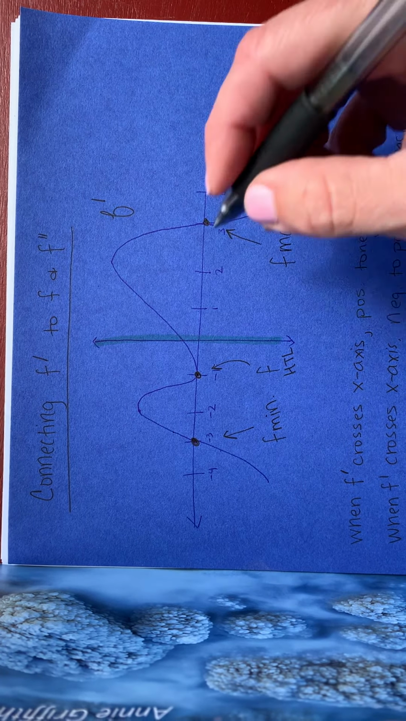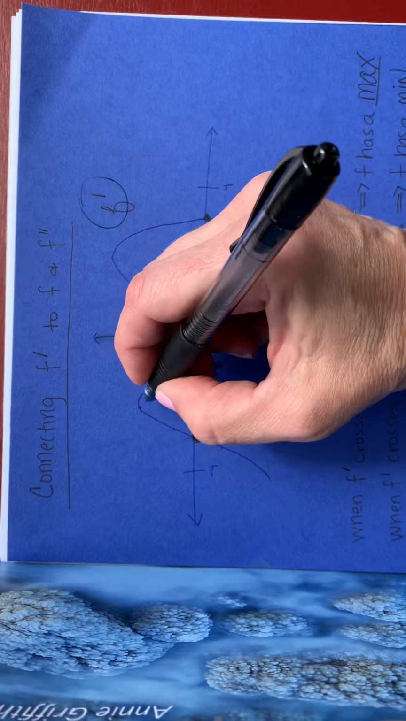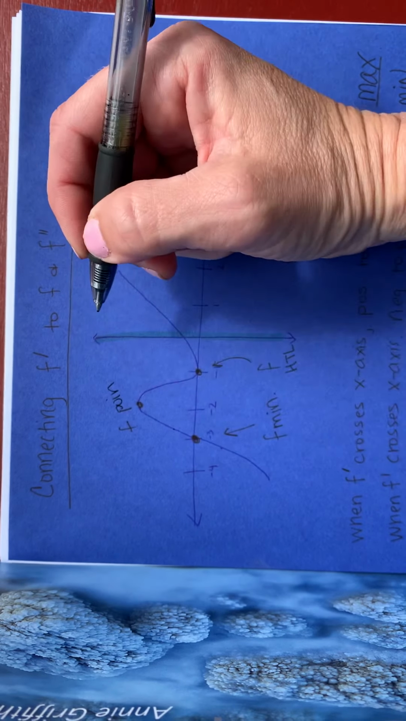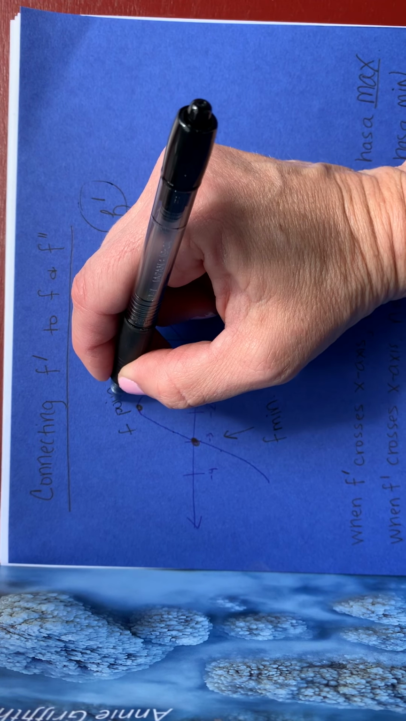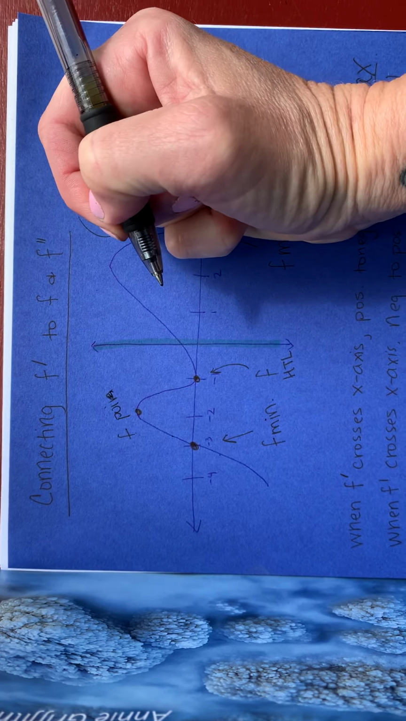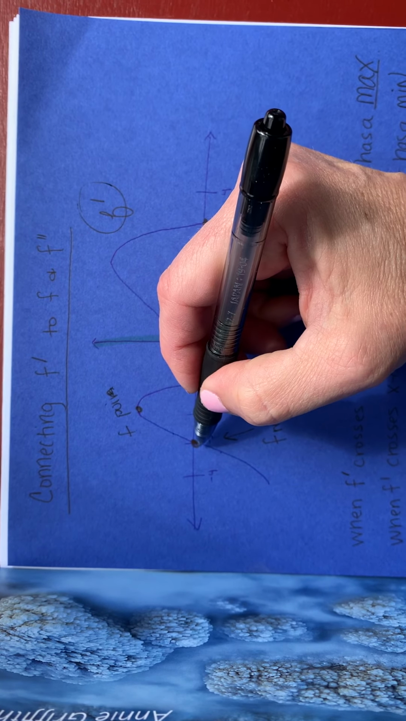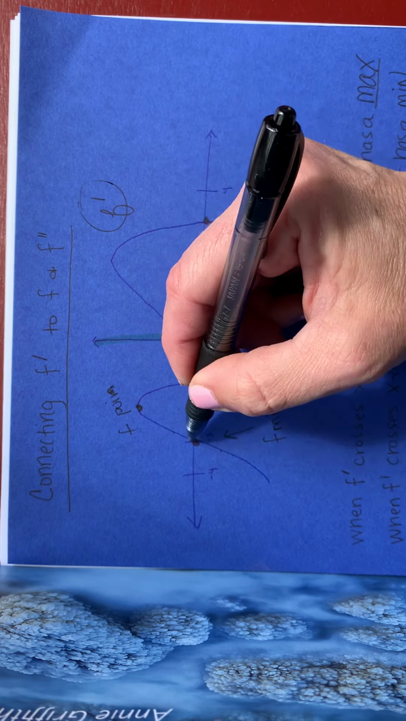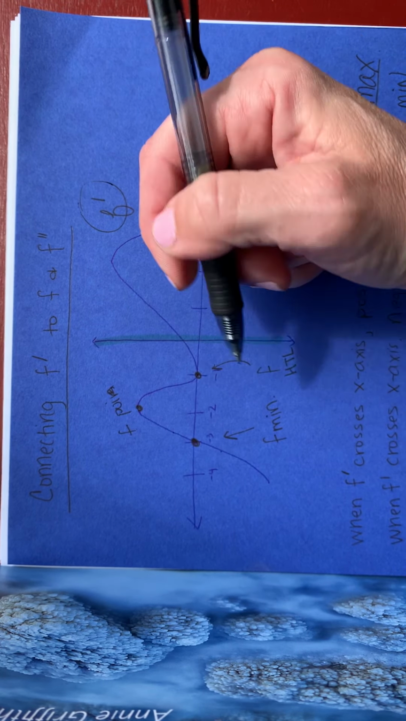Now we go with the maxes and mins of f prime. So when f prime has a max up here, f is going to have a point of inflection, POI. In fact, since this is going from increasing to decreasing, f will change from concave up to concave down.